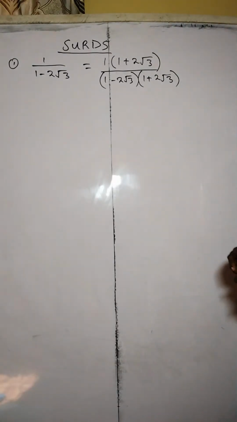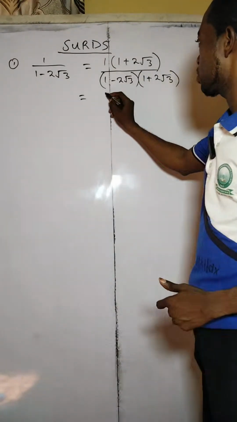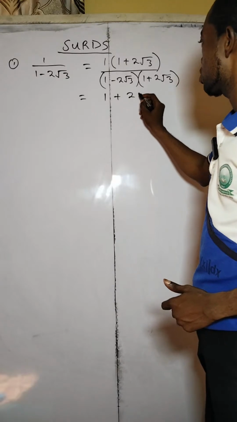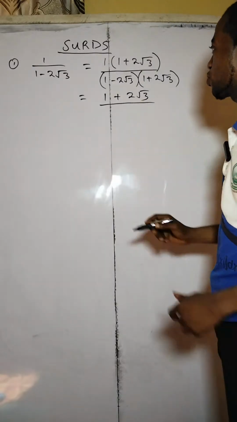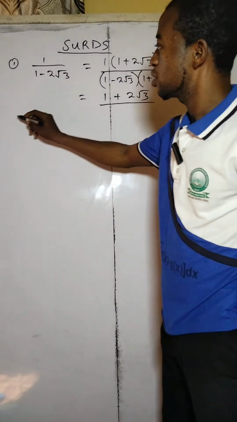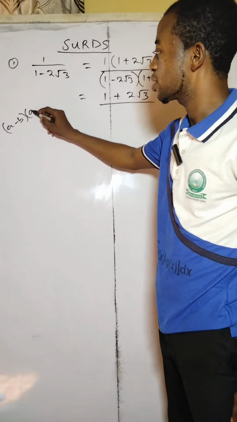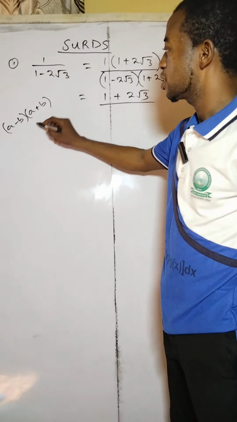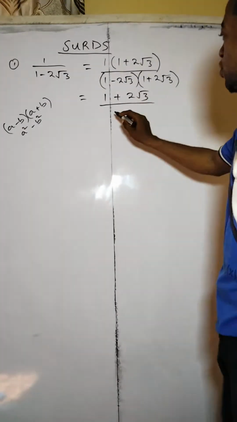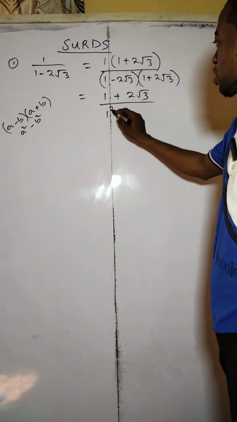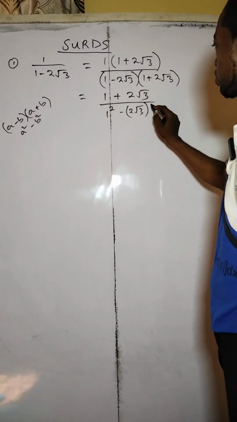Then from here, we can expand. Then when we open this bracket, we still have 1 plus 2 root 3. Then divided by, here this follows from difference of two squares. When we have a minus b into bracket, open bracket, a plus b, this is the same thing as a square minus b square. And we have here, so we can write this as 1 square minus 2 root 3 all square.